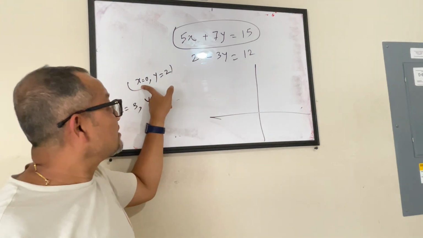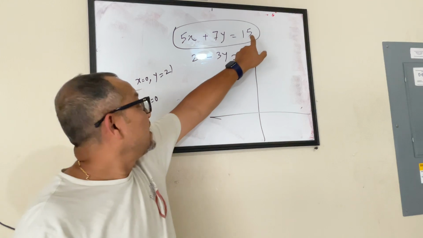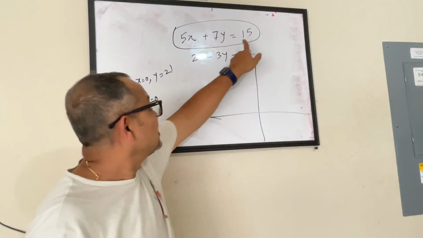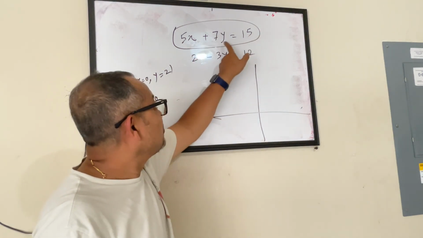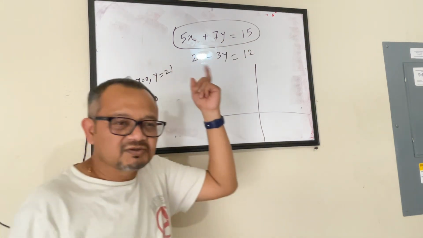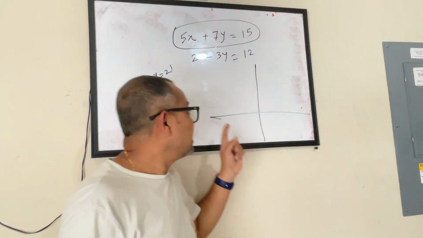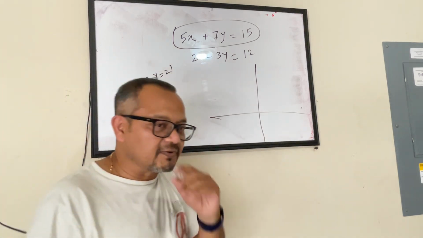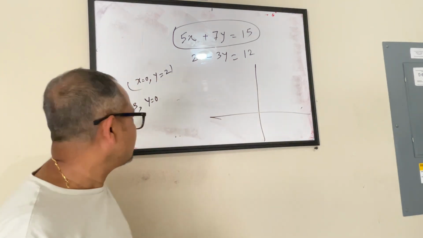For the value of x equals 0, what is the corresponding value of y? When x is 0, this becomes 0. So 7y equals 15, so y equals 15 by 7, which is 2.1 something. I'm just keeping it 2, just for the ease of drawing.